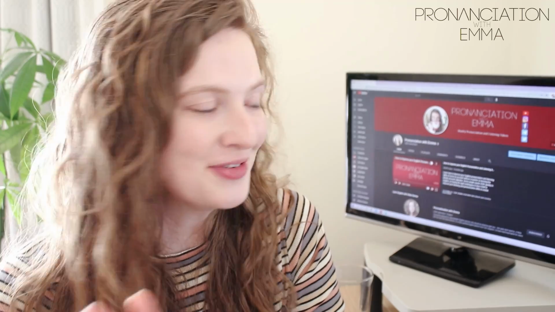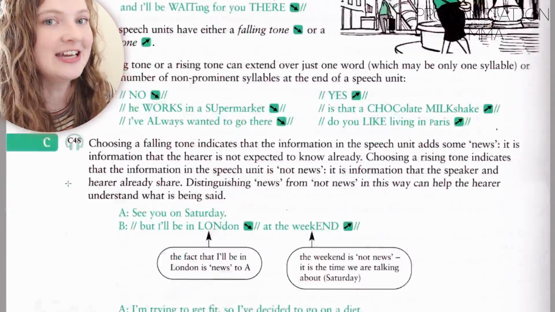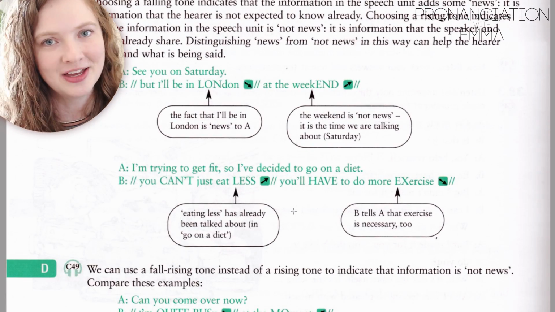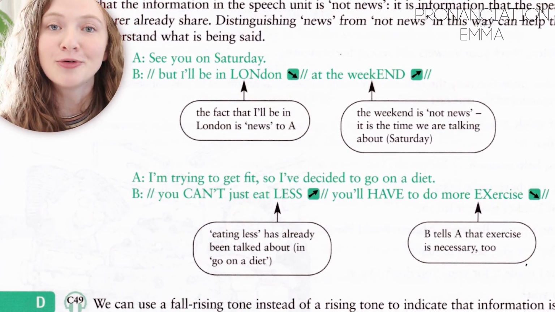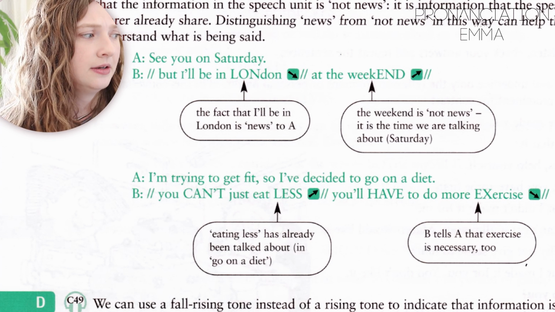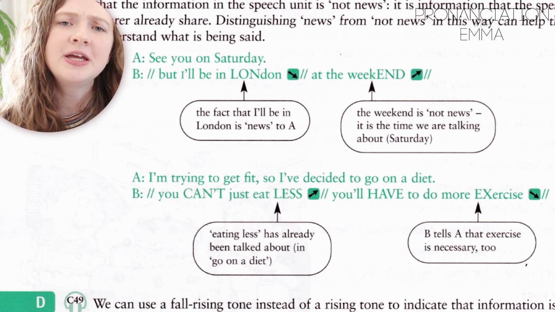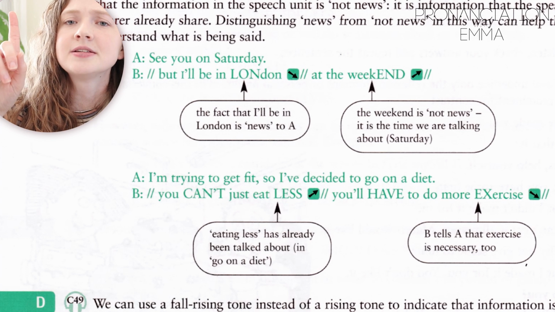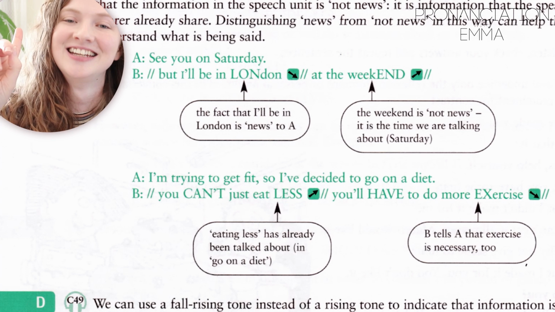So, now we've gone through that, we understand the rules and everything. Let's take a look at this part here. So, this is taking the text, but just shortening it down to a shorter example, basically. So, we've got here, see you on Saturday. B says, but I'll be in London at the weekend. More naturally, but I'll be in London at the weekend. You see how it goes down on London and then up again at the weekend?